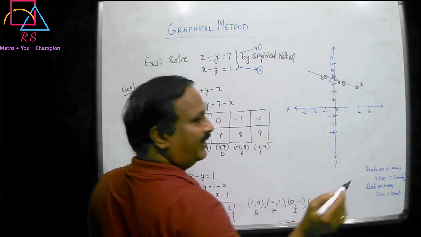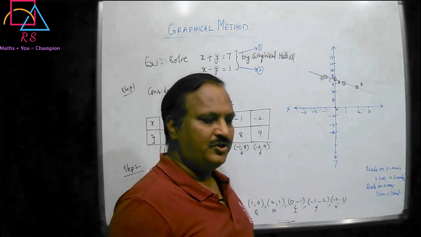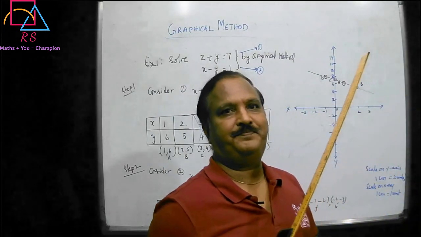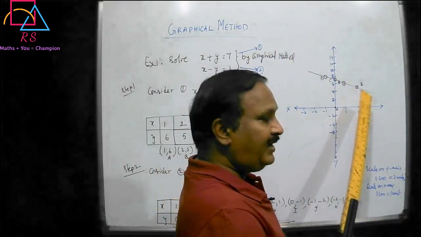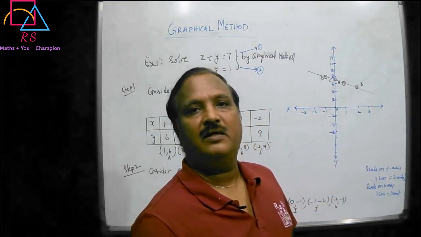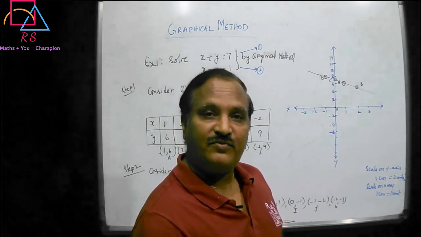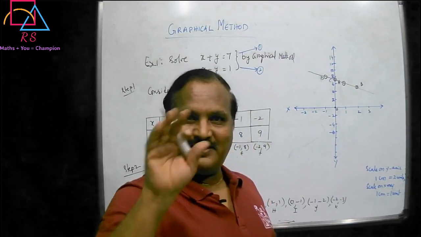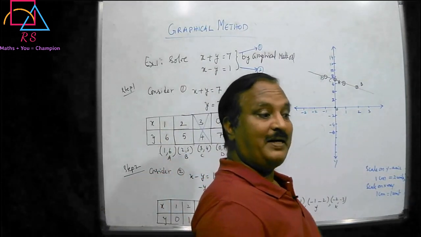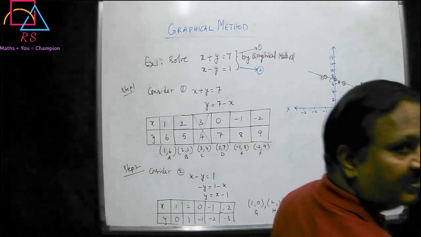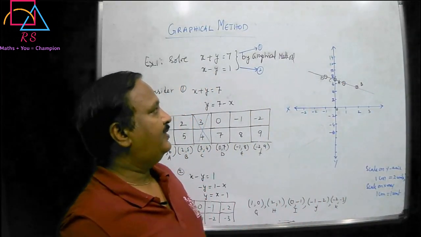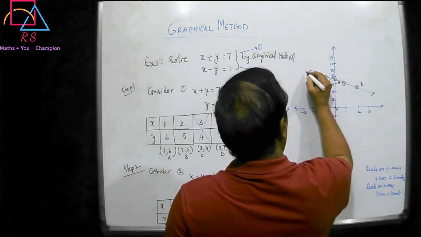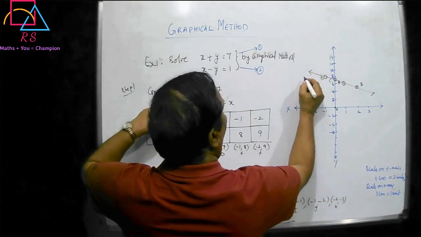Now you don't join freehand. You should always use the scale to join. Okay, don't draw with freehand. With freehand you have to draw only curves, right? But lines should always be drawn using the scale. So now I got a straight line. So this is equation number 1.